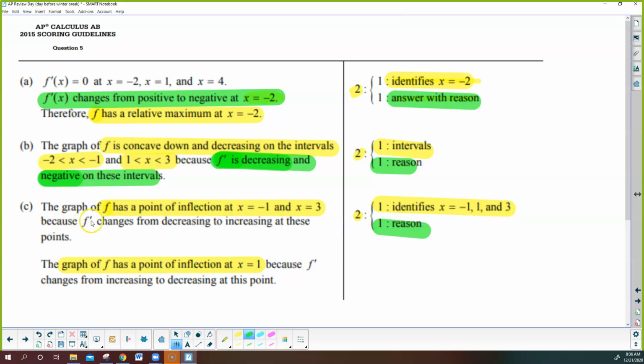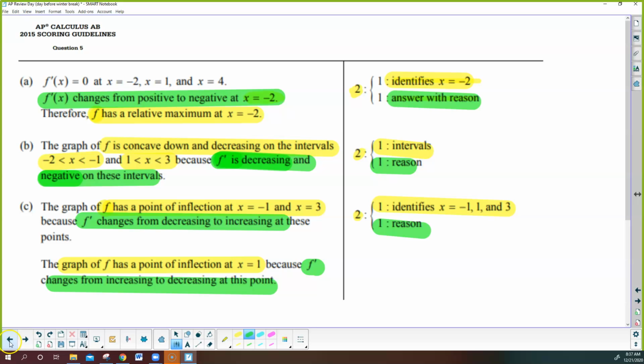And then they split up the justification a little differently. We said because the second derivative changes signs. They said because f prime goes from decreasing to increasing for these points, and then they said f prime changes from increasing to decreasing for these points. So they were more specific, which is always better. But that's how you would earn those 6 points for this part.